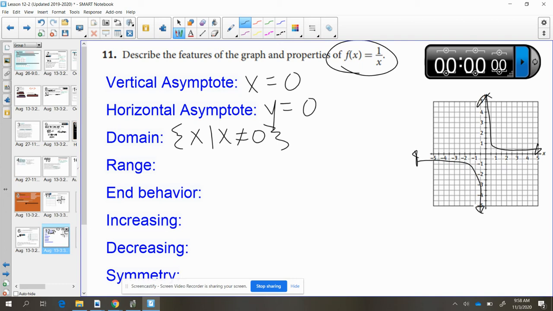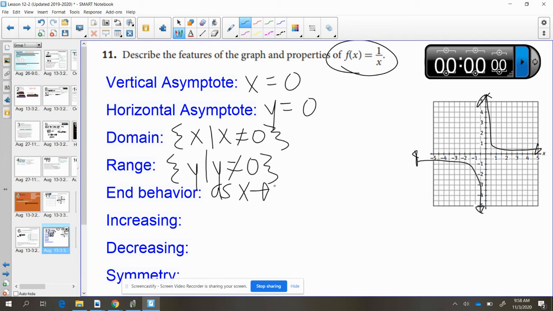And for our range, what we're noticing here is that we are not passing through the x-axis, so our range then is all the y values except y cannot equal 0 as well. Our end behavior then is showing that as we approach positive infinity, we're actually approaching 0.